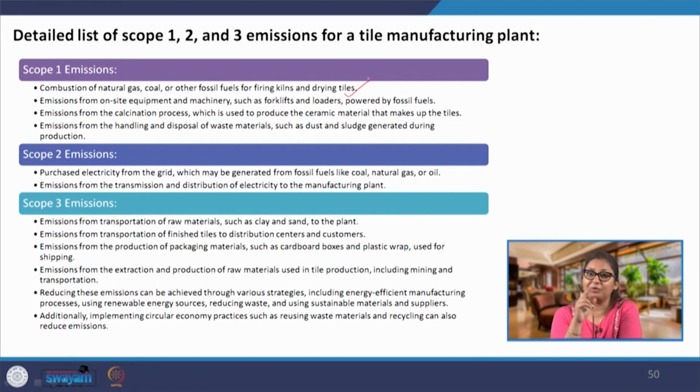So, the emission factor of electricity might vary, but we will put electricity in scope 2 emissions. Then again, scope 2 emissions from the transmission and distribution, T&D losses of electricity, can be counted as part of the emission factor of electricity.